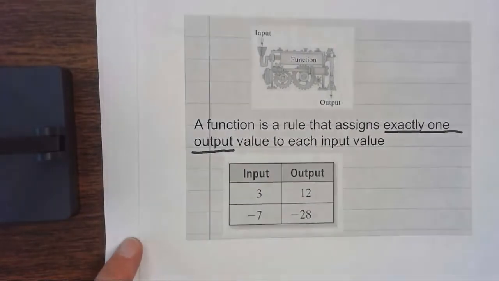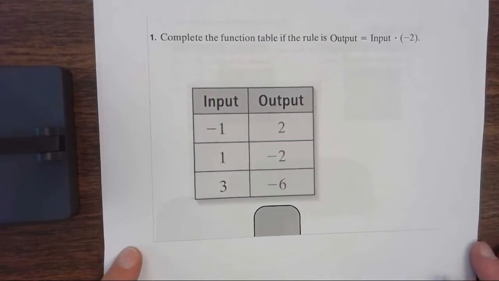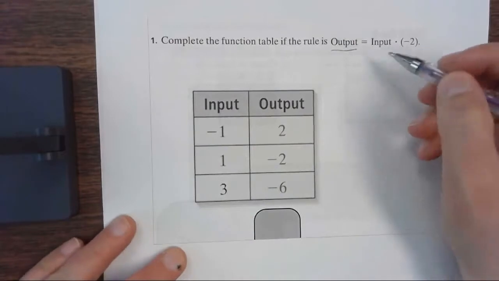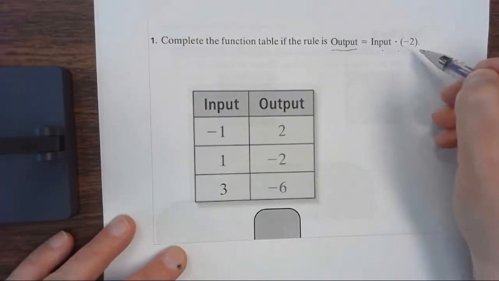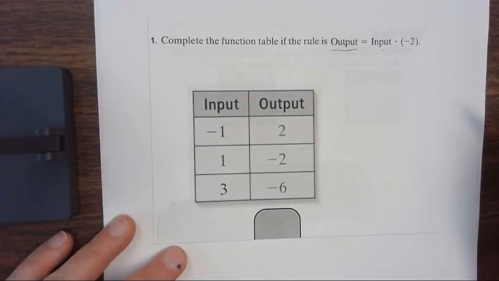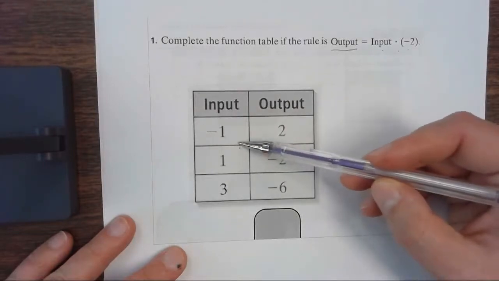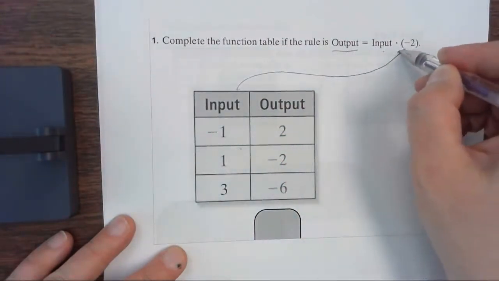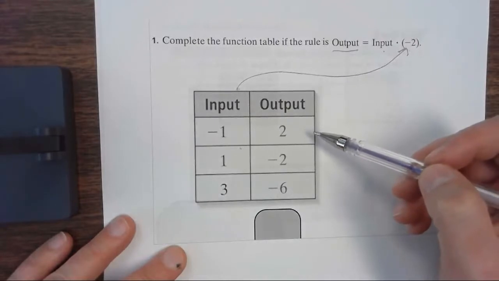All right. So now we're going to look at the table. And actually, an output says that output equals input times -2. Okay, so let's see if that's true. This is my input, and if I multiply my input by -2, am I going to get 2? Well, the truth is yes.